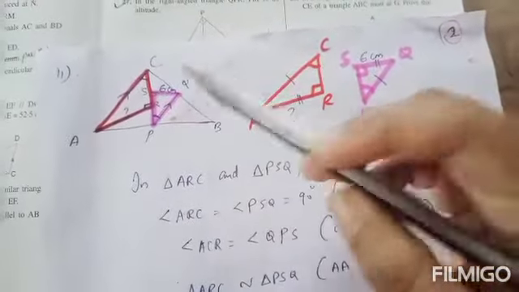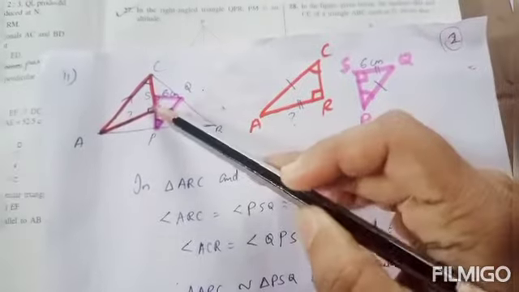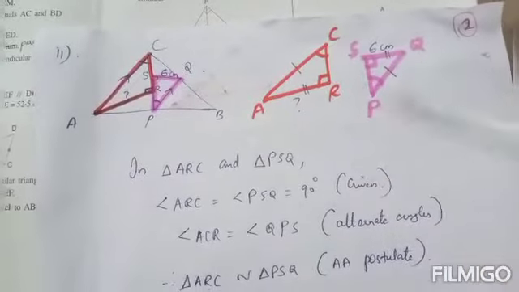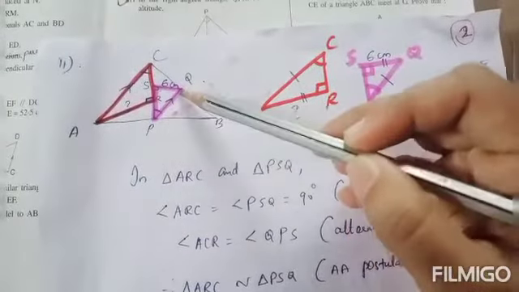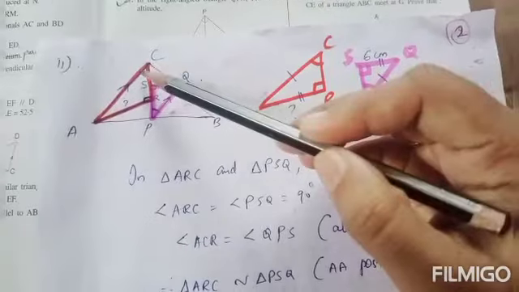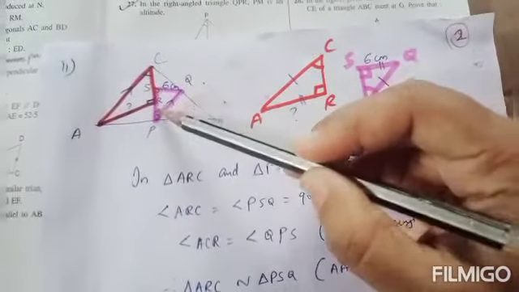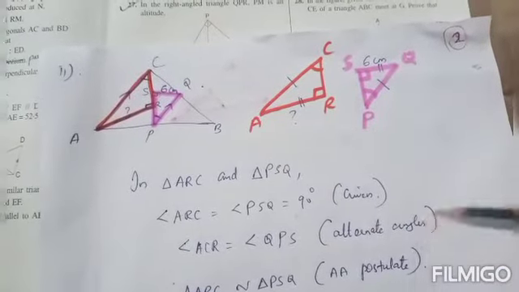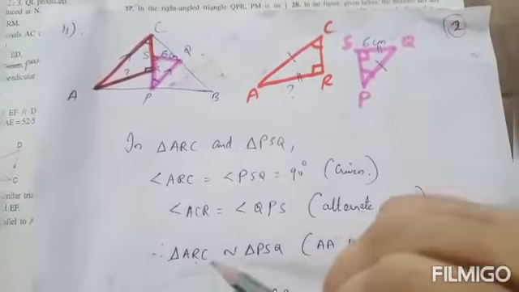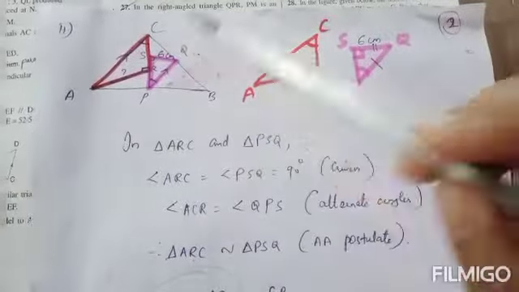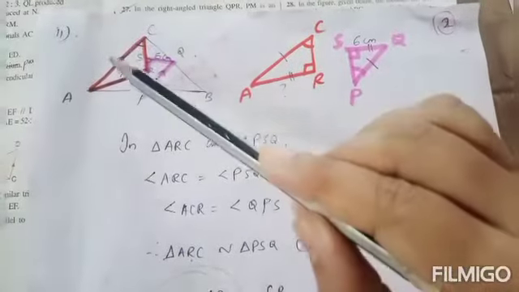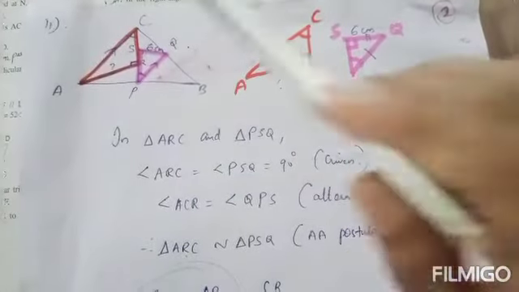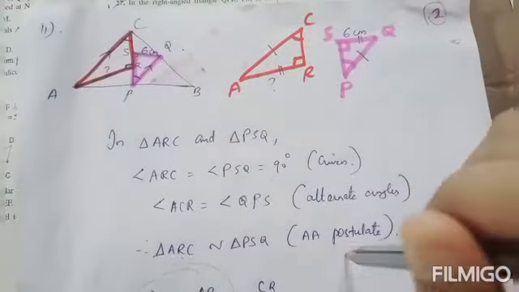Okay, so in these two triangles, angle ARC equal to angle PSQ equal to 90 degrees, given. Now here AC is parallel to PQ. So angle ACR will be equal to angle QPS since they form alternate angles. Therefore, we can say triangle ARC is similar to triangle PSQ by the AA postulate. Two angles of the first triangle are equal to two angles of the second triangle. So we can say these two triangles are similar.